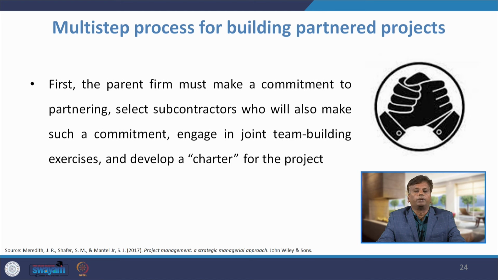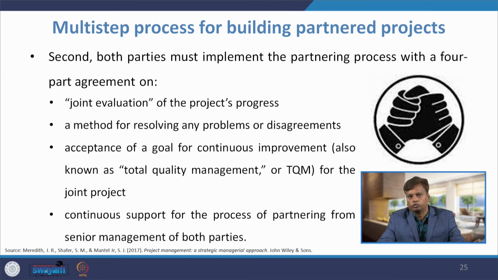The first point is there should be support from the parent organization. They need a commitment to the partner and they need support in selecting subcontractors. So, when there is good support from the parent organization, that is the first step, then we can go for partnering. The second step is both the parties must implement a partnering process with a 4-part agreement. So, both the parties who are willing to have the partnership should follow these 4 important points.